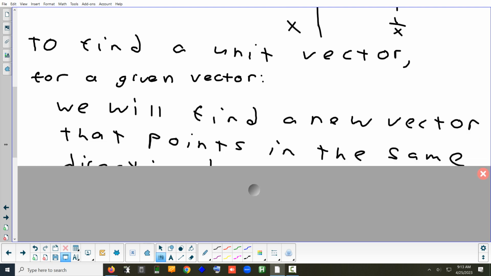So when we do this, we're finding a new vector that still points in the same direction. Nothing's changing about which way it points. All we're doing is making it longer or shorter to make sure that it's exactly 1 unit.